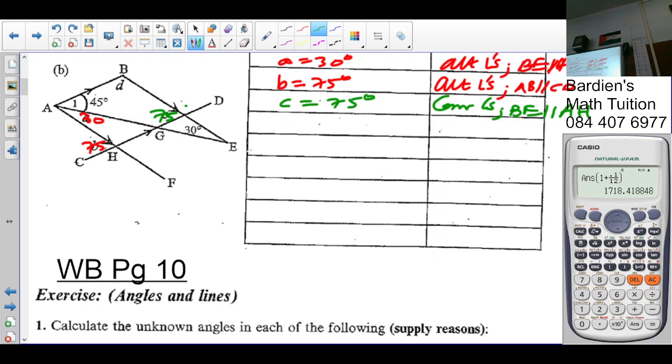D, how did you calculate D? Alright, D is simple. Co-interior angles. Those lines are parallel. So this angle here plus that angle adds up to 180.